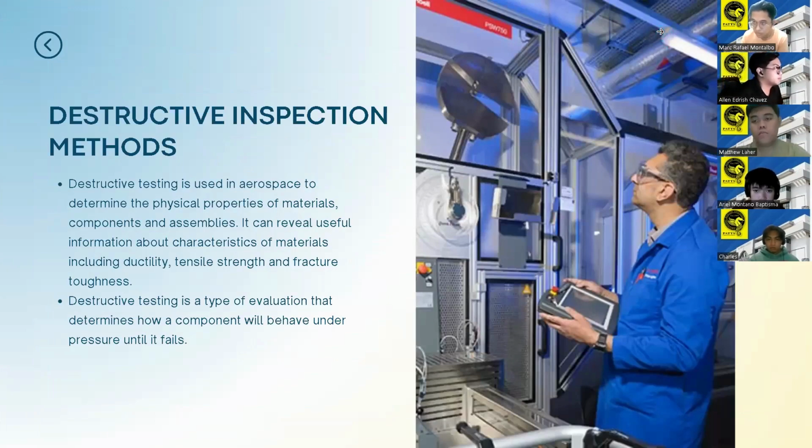Destructive testing is used in aerospace to determine the physical properties of materials, components, and assemblies. It can reveal useful information about characteristics of materials, including ductility, tensile strength, and fracture toughness. Destructive testing is a type of evaluation that determines how a component will behave under pressure until it fails.